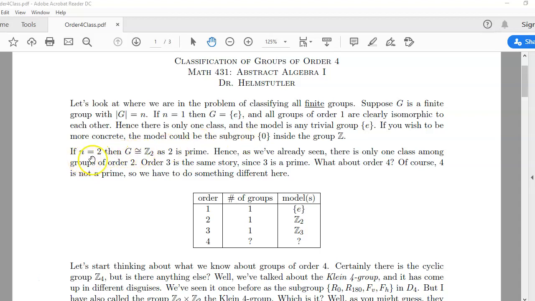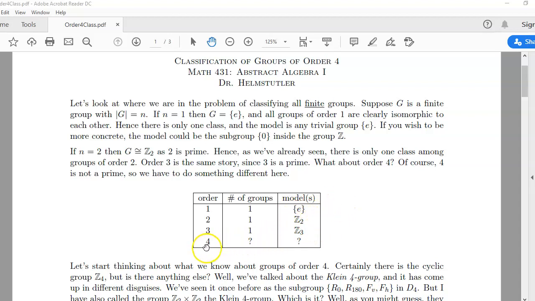What if your group has order 2? What if G has 2 elements? Well, 2 is a prime, and as we just saw in the last handout, that forces G to be isomorphic to Z mod 2, so there's only one class. Amongst groups of order 2, there's only one isomorphism type, and that's the type Z mod 2. Of course, order 3 is the same story because 3 is a prime. Amongst groups of order 3, there's only one class, and that's represented by Z mod 3. Please note so far they're all cyclic.